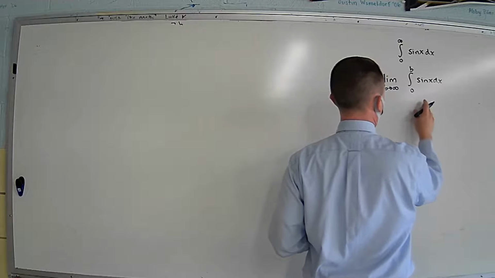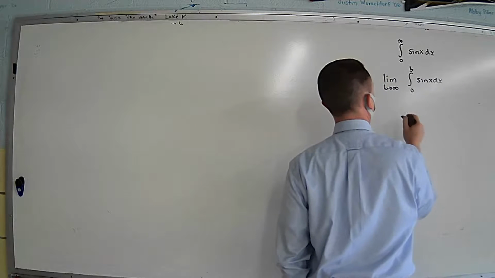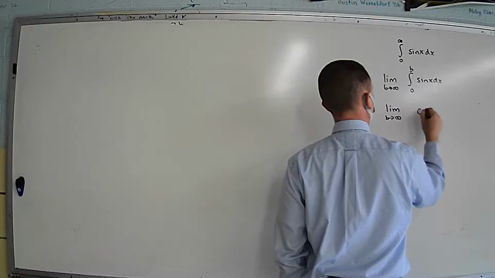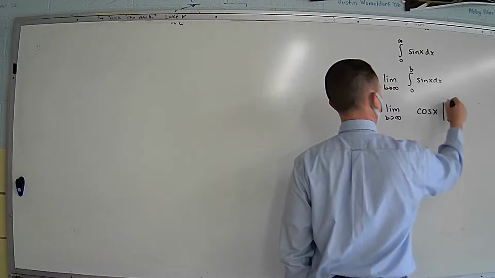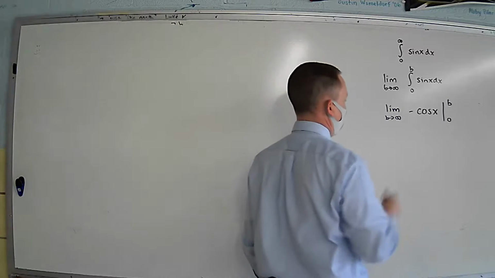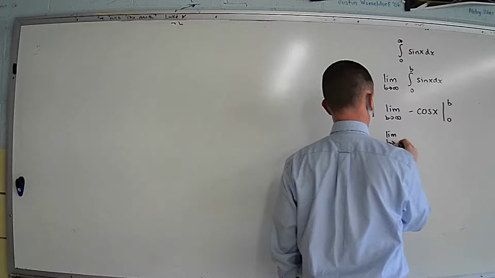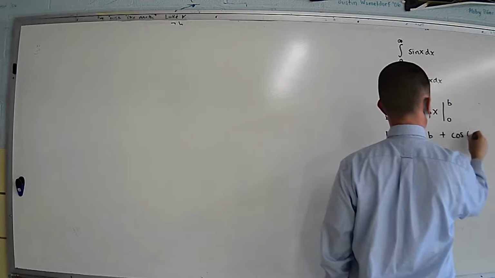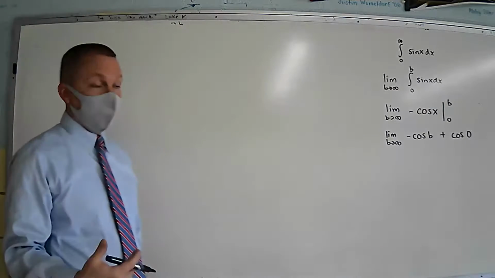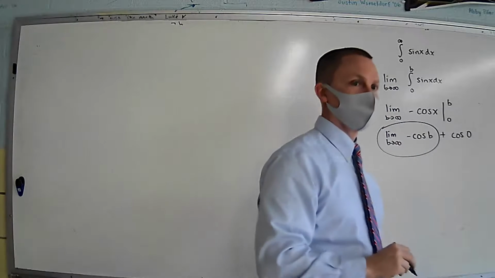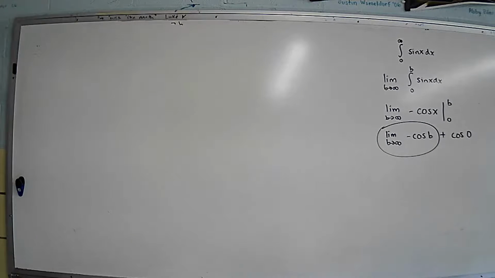And so to find the antiderivative, what's the antiderivative of sine? Cosine. Evaluate that from a to b. Negative cosine, thank you. So the question is, really you're asking me what is the answer to that limit problem? Because the answer to that limit problem is going to determine the answer to this problem.